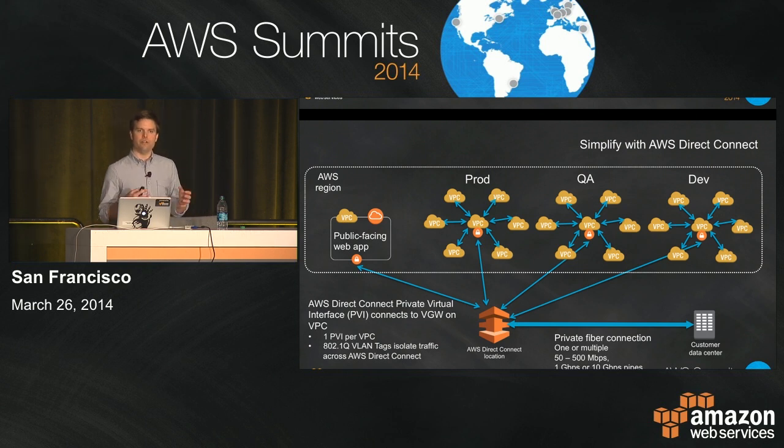AWS Direct Connect is our private fiber service where you actually directly plug into an AWS region. So instead of running VPN connections over the public internet, you're using physical connections to us. And they come in many flavors: 50 to 500 megabit per second, and 1 gigabit or 10 gigabit pipes, or combinations thereof.